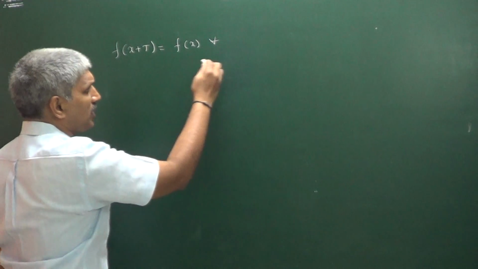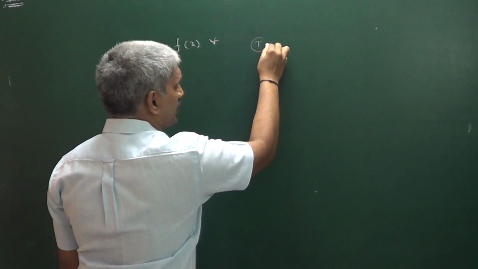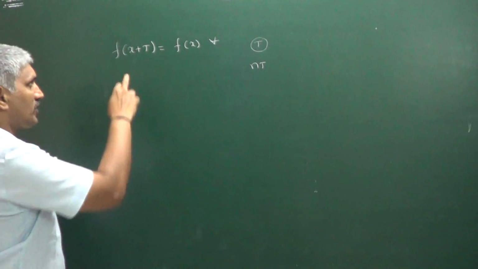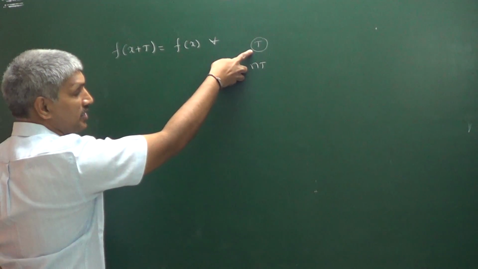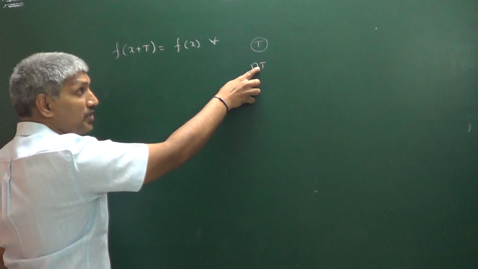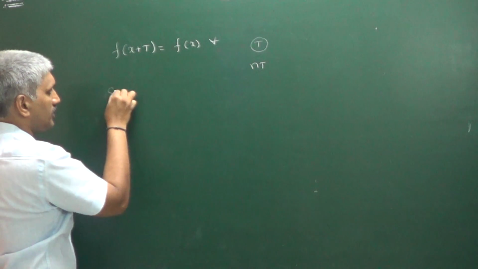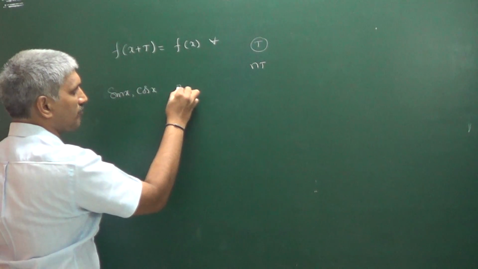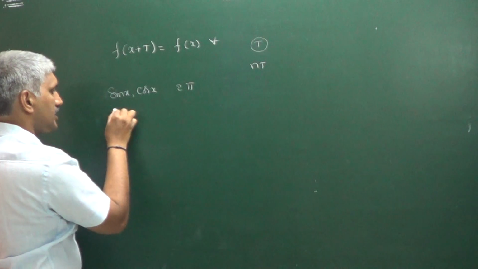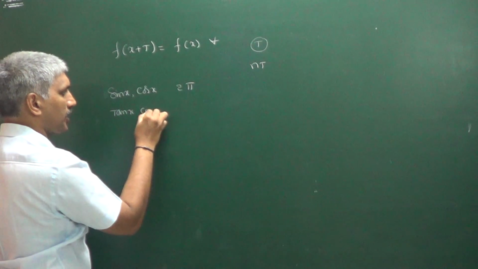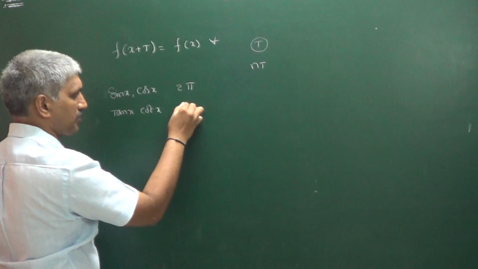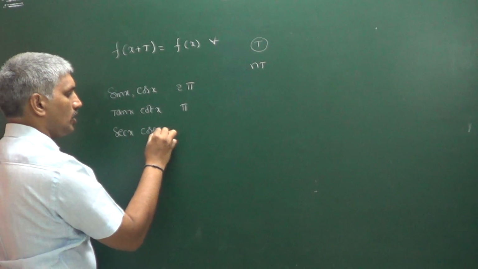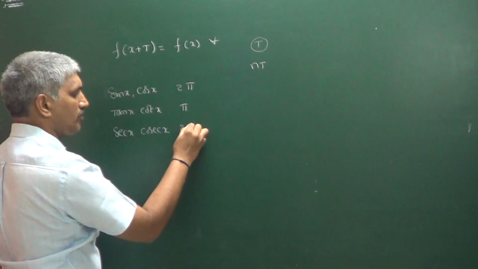If f of x is a periodic function with a period T, then nT is also a period of the function. You can observe here that sin x and cos x are periodic functions with the period 2 pi. Tan x and cot x are periodic functions with the period pi, whereas secant x and cosecant x are periodic functions with the period 2 pi.